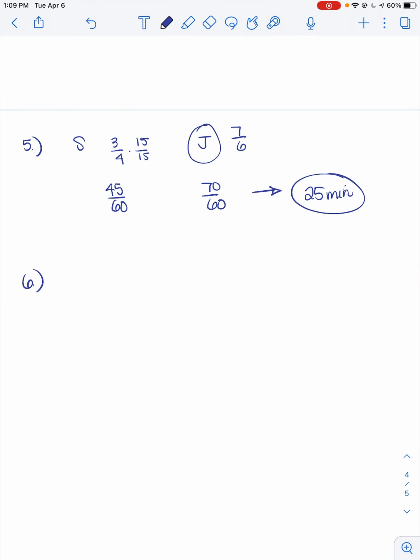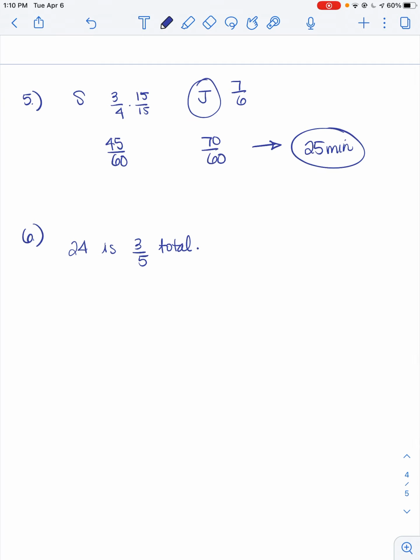Question 6 talks about Alicia and some stickers. It says she gave away 24 stickers, and those 24 represented 3/5 of her total. So I wrote that 24 is 3/5 of her total. There are so many different ways to do this, and I encourage you to check the uploaded document from class today to see some of them. But one way to do this would be to say that 24 equals 3/5 of x.